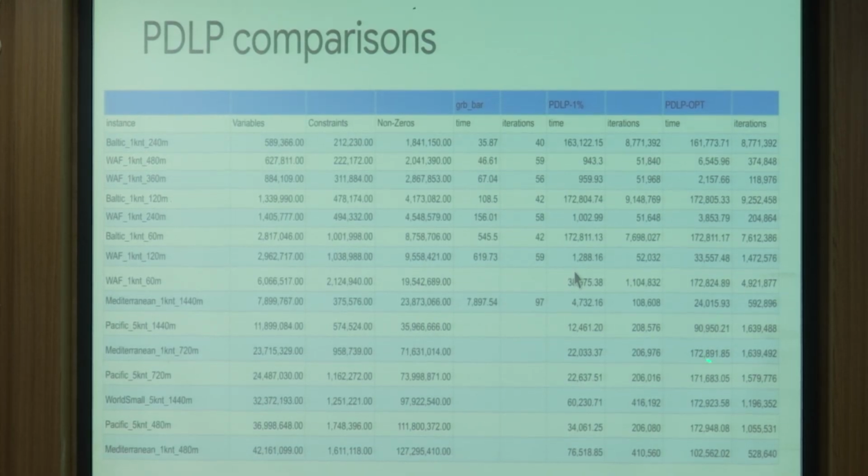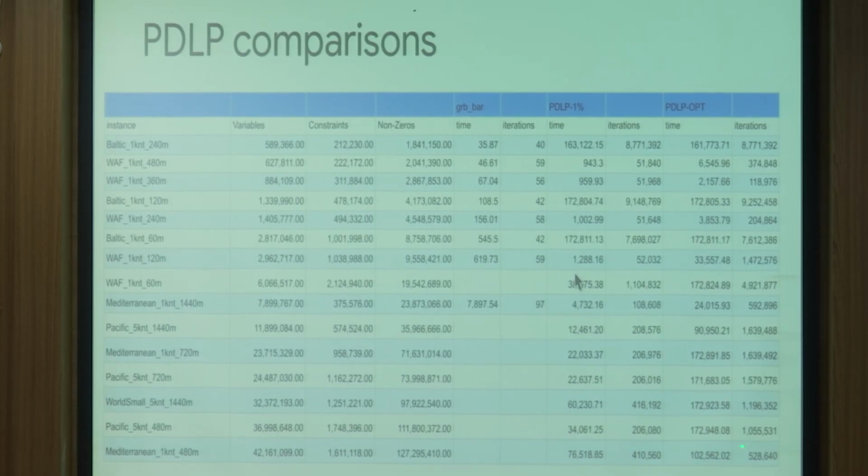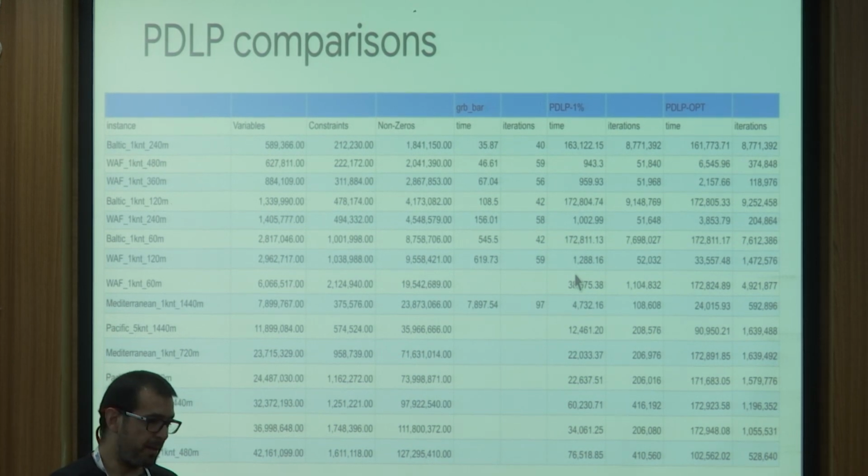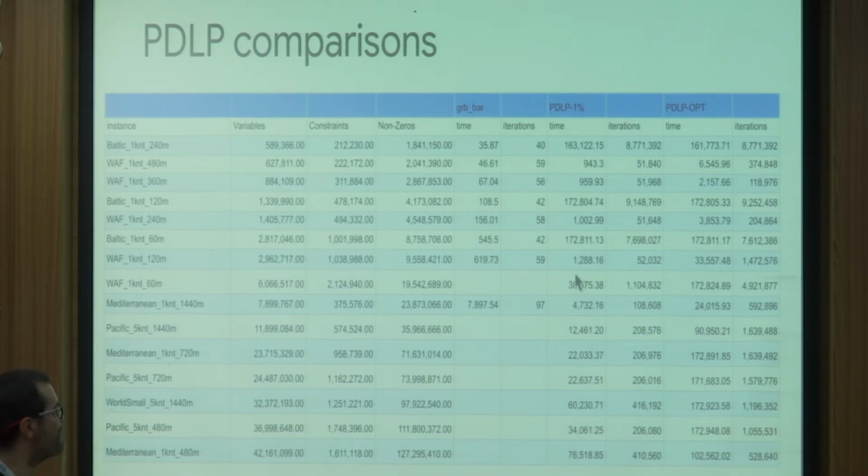And if you really want to push the limits, 10 to the minus 6 optimality, it's taking quite some time. I mean, we did these experiments even for the largest instance. For the largest instances, it took 330 something hours, but still got there, which is quite impressive. But there is room for improvement, clearly.